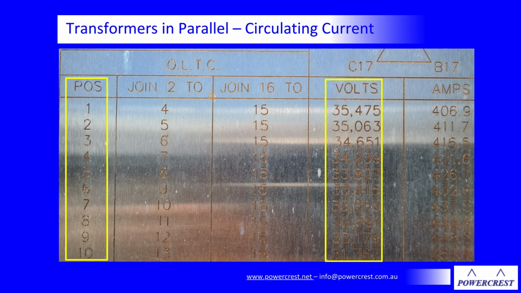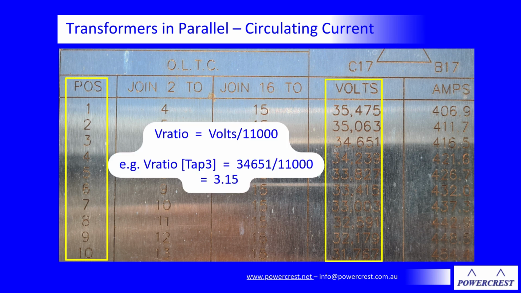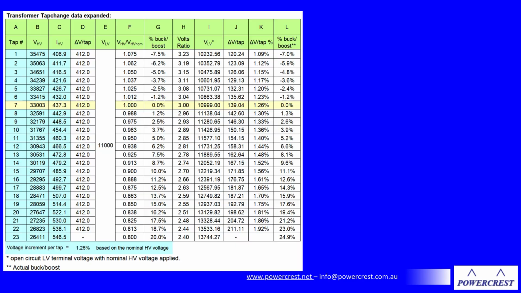Hence, the answer to the question is that from the voltage column, the turns ratio, or more correctly the voltage ratio, may be calculated. Please note that voltage and turns ratio differ when the transformer has a delta winding. They differ by a factor of the square root of 3.